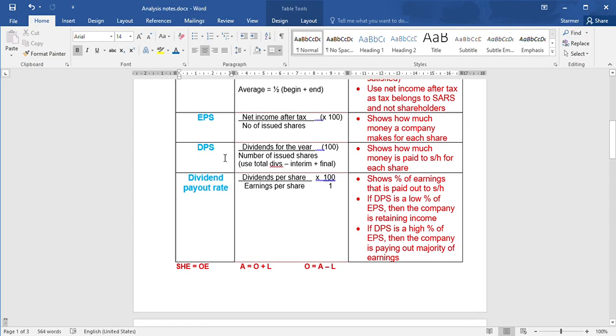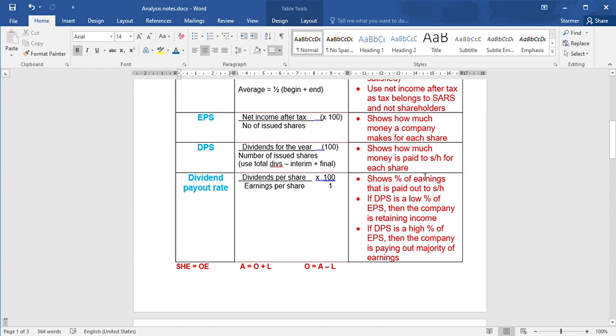Dividends per share is where you take your total dividends for the year, divided by your number of issued shares, and when it's total dividends, we're referring to interim dividend plus final dividend for this year. Once again, multiply by 100, because this answer must also be given in cents. And this shows how much of your net income is paid out to shareholders for each share.